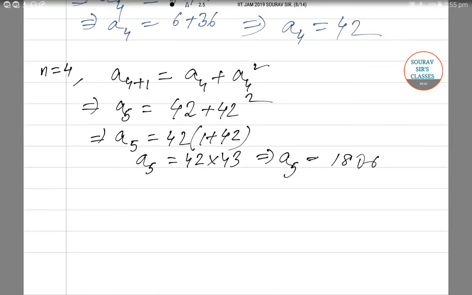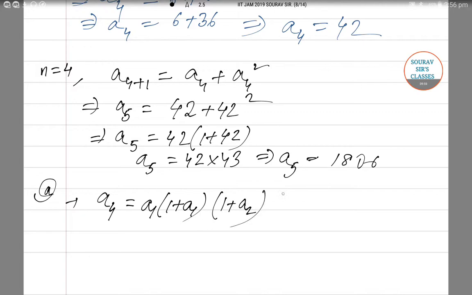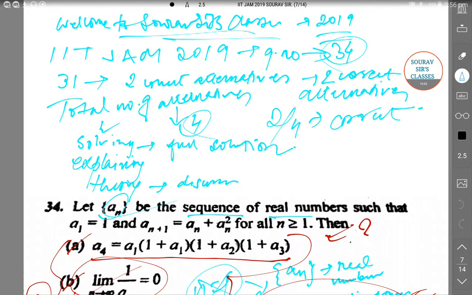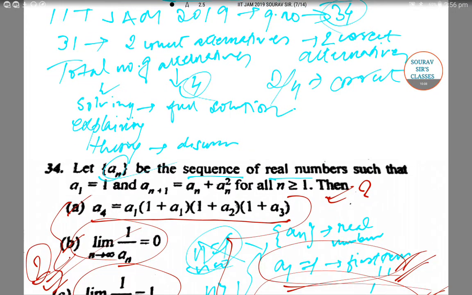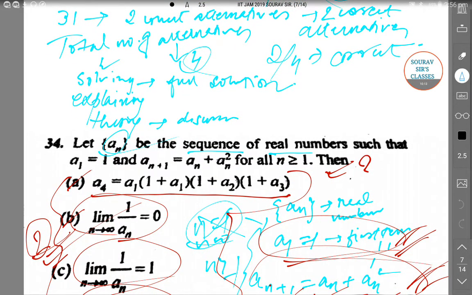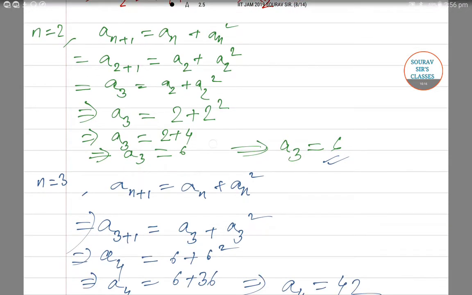So you can see that in option A which was provided to us, it was there that a4 is equal to a1 into (1 plus a1) into (1 plus a2) into (1 plus a3). This was option A, right? Let's move back to the question and let me show you. See, option 1 was a4 equal to a1, (1 plus a1), (1 plus a2), (1 plus a3). Okay, so let's write that part here.